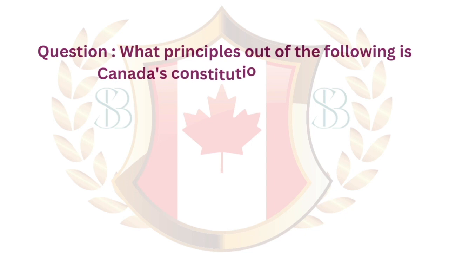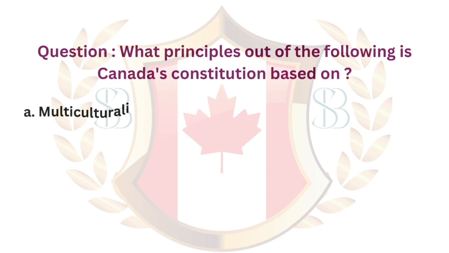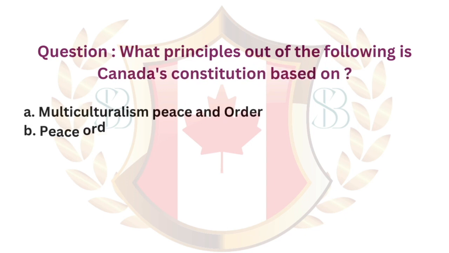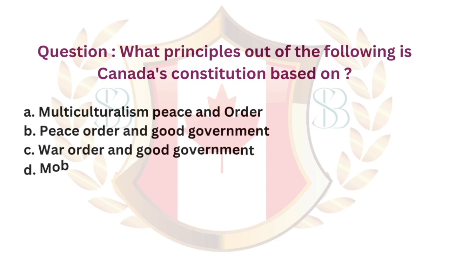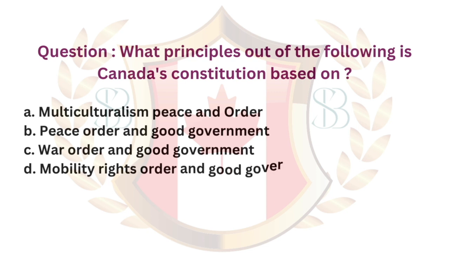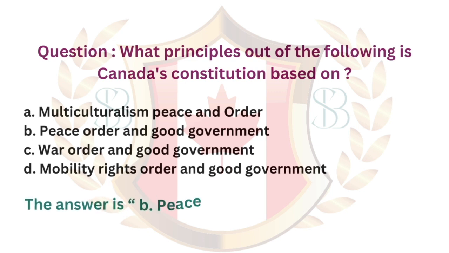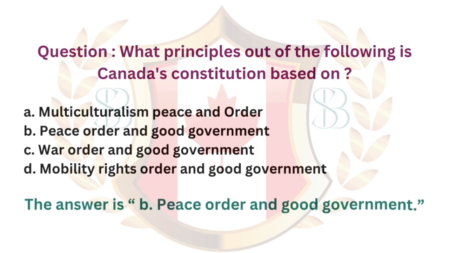Question. What principles out of the following is Canada's Constitution based on? A. Multiculturalism, peace and order. B. Peace, order and good government. C. War, order and good government. D. Mobility, rights, order and good government. The answer is B. Peace, order and good government.